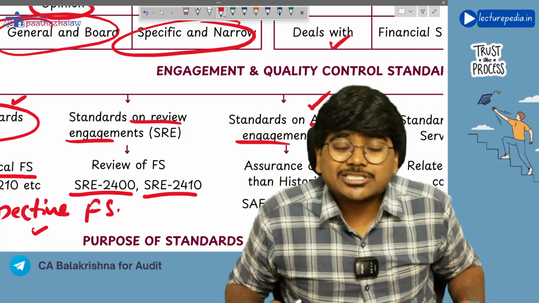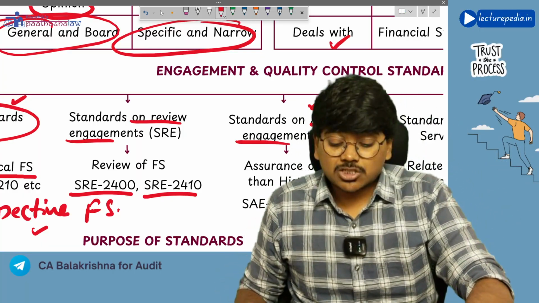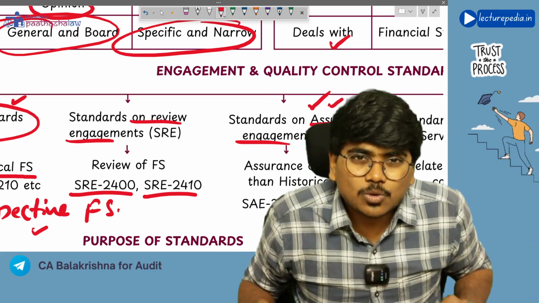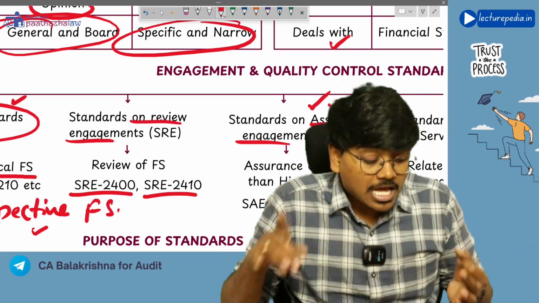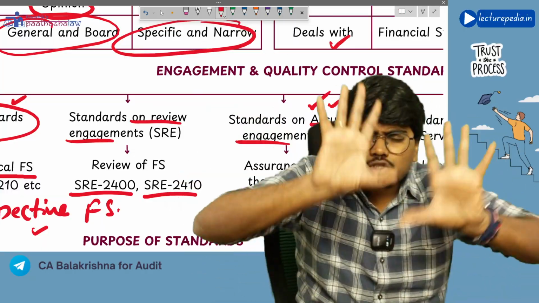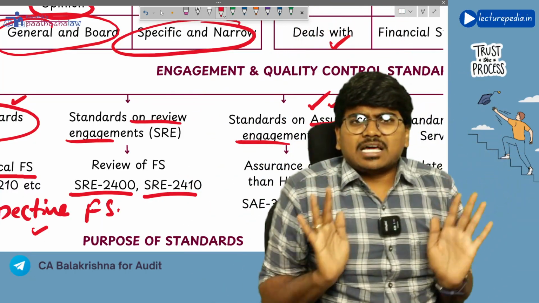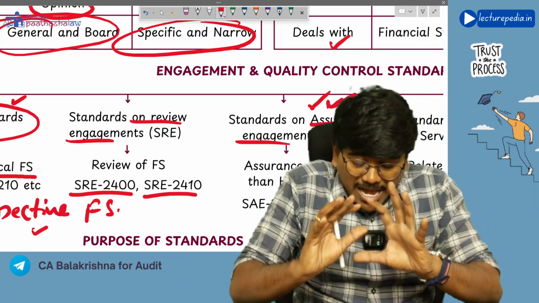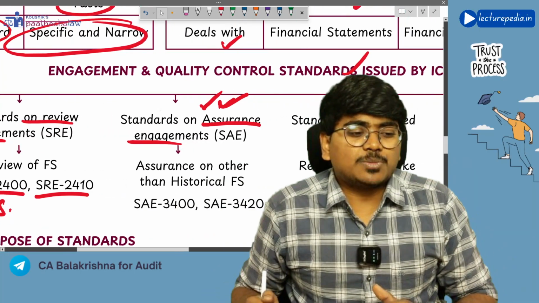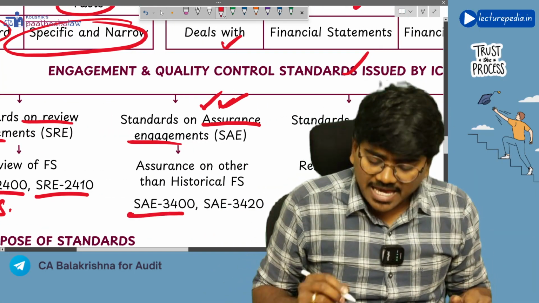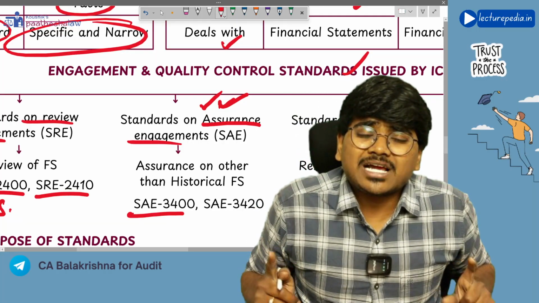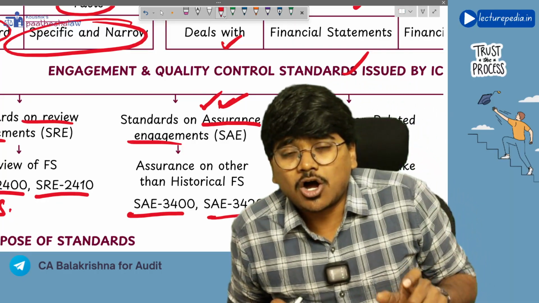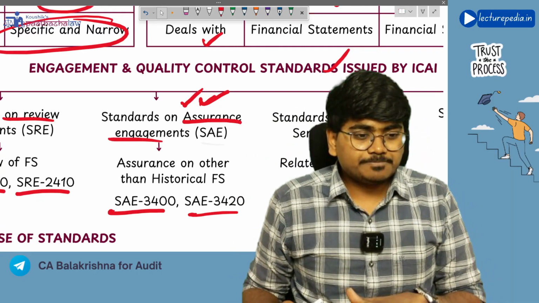In case of standards on assurance engagement, the auditor will provide assurance on items other than historical financial statements, like assurance on internal controls, assurance on pro forma financial statements, assurance on prospective financial statements. So on whatever item other than historical financial statements, if the auditor provides assurance, that is confidence, you have to apply standards on assurance engagement. In such a situation, we have SAE 3400, which deals with providing assurance on pro forma financial information, and SAE 3410, which deals with assurance on prospective financial information.